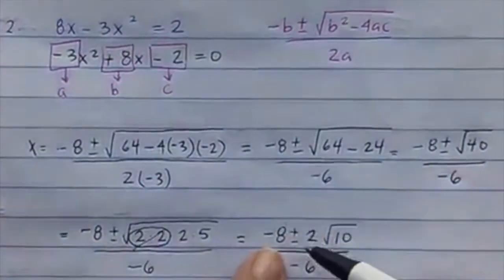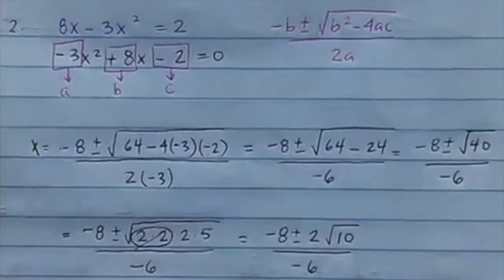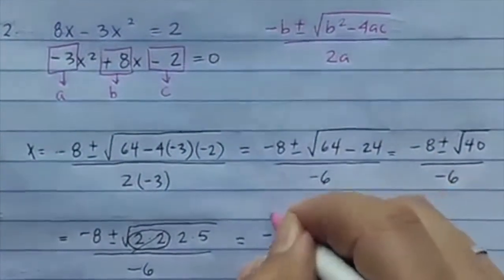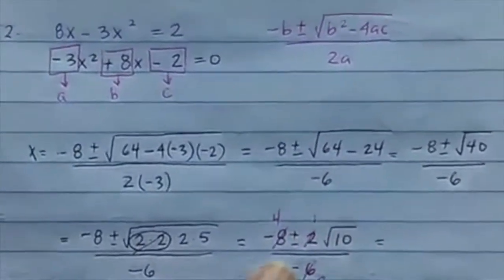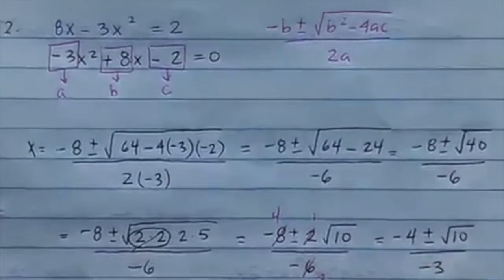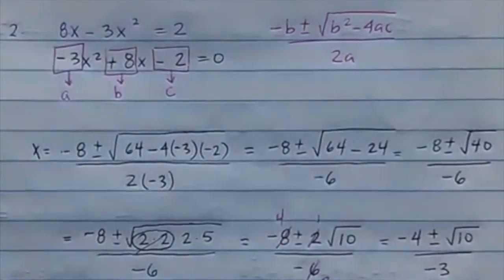Once you have that, you can simplify it because everything is divisible by 2. So go ahead and divide by 2. 2 goes into 8 4 times, 2 into 2 1 time, and 2 into 6 negative 3 times. And so my final answer, just rewriting it, negative 4 plus or minus radical 10, all over negative 3. And that's pretty much what the quadratic formula is. You just need to memorize the formula itself.